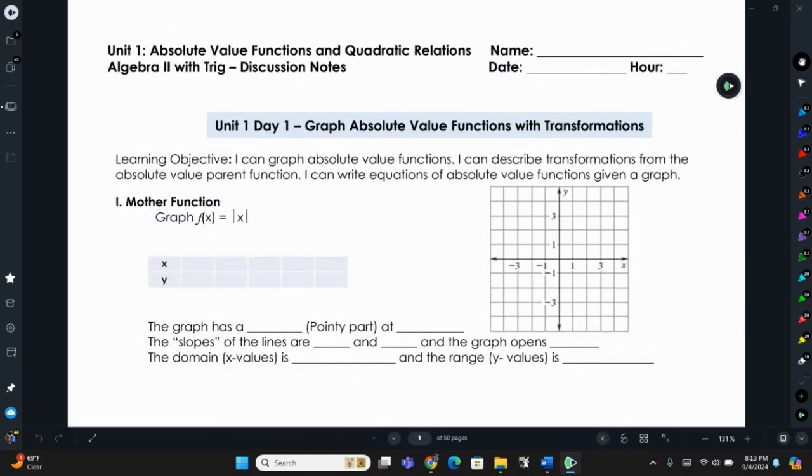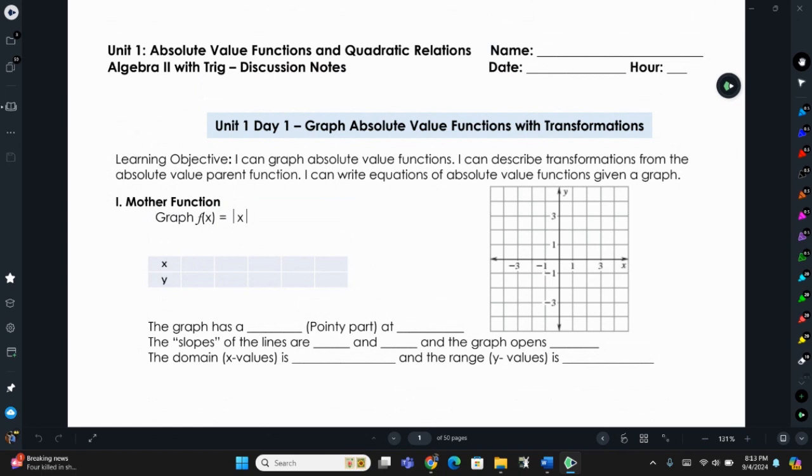Alright, so today we're going to start talking about the absolute value function. You may remember that absolute value talks about the distance away from zero, like how far is this number away from zero? So your result is always going to be a positive value. Like the absolute value of 4 is 4. It is 4 units away from zero.